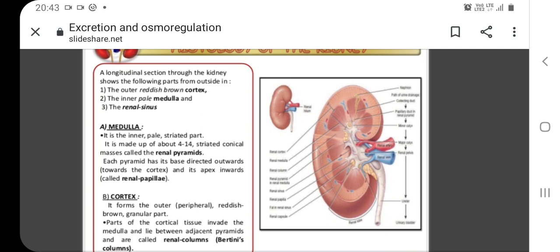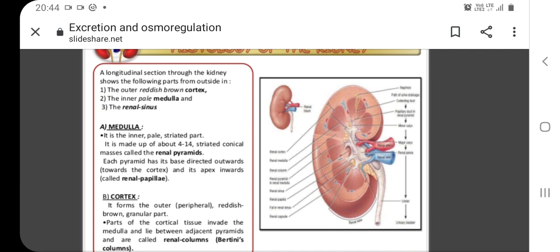A longitudinal section through kidney shows the three parts: cortex, medulla, and renal sinus, constituting the hilum. It is the place where the blood vessels and nerves enter and exit the kidney.